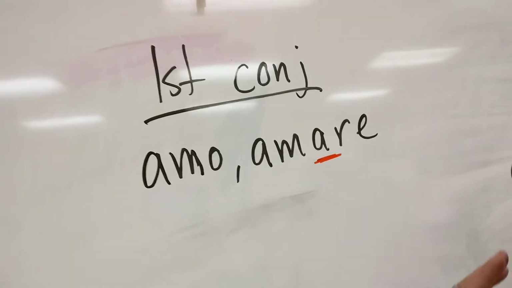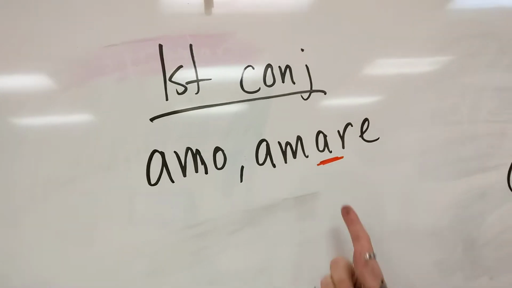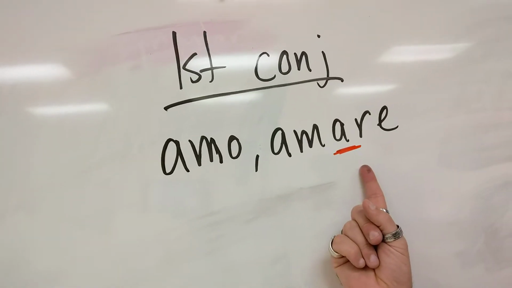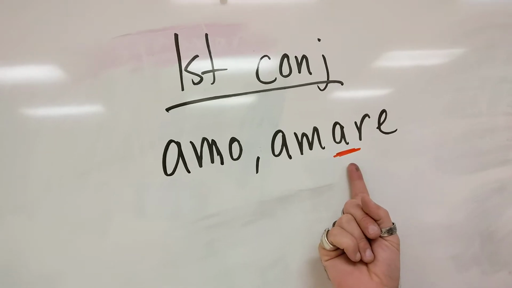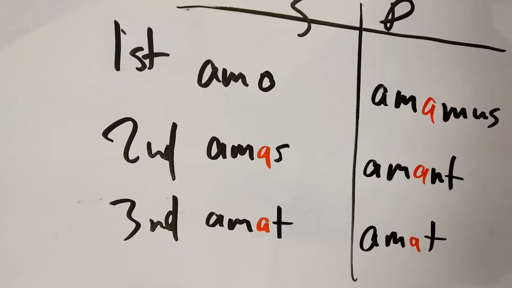You might be thinking, okay, I don't understand why this is first conjugation. The reason it's first conjugation is because of that A right there. If there were some other letter that weren't an A right there, it would not be first conjugation. And the reason you need to know that is because when you want that verb to be in other forms, you're going to use that A, like so.